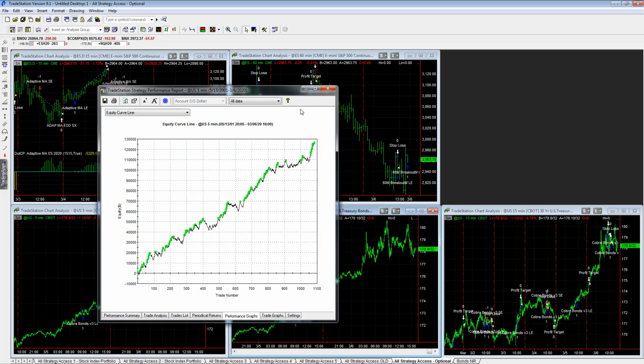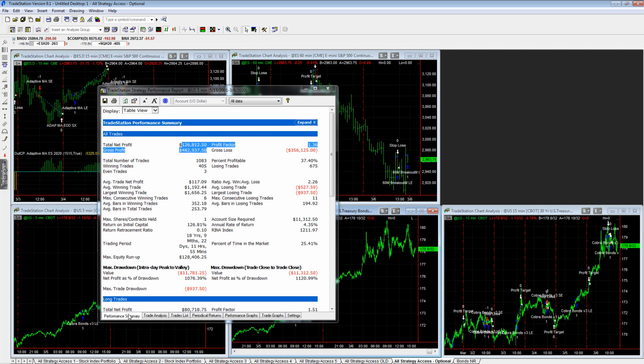And here is the equity curve. Nice results since August of 2019. And you see there are time periods in here where this equity curve is really straight. So this is a prime candidate for a potential money management algorithm to improve the average trade profit.